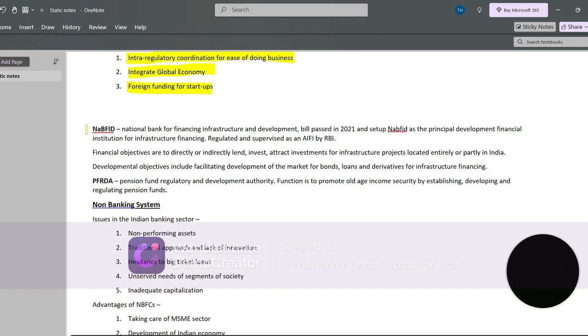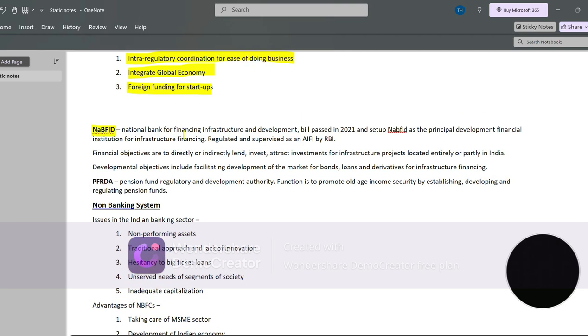Next is NaBFID. NaBFID is National Bank for Financing Infrastructure Development. Its bill was passed in 2021 and it was set up as the principal development financial institution for infrastructure financing. It is regulated and supervised as an all India financial institution by RBI. Its financial objectives are to directly or indirectly lend, invest, and attract investment for infrastructure projects located entirely or partly in India. Development objectives include facilitating development of the market for bonds, loans, and derivatives for infrastructure financing.